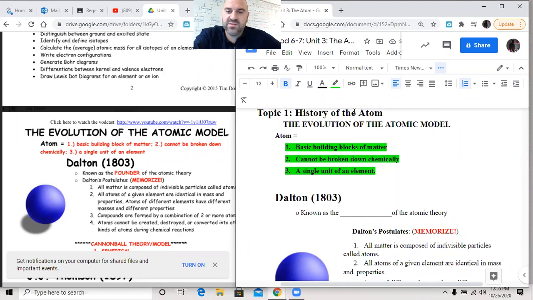So an atom is the basic building block of matter. It can't be broken down chemically. It's the simplest form of matter. And a single unit of an element is an atom.